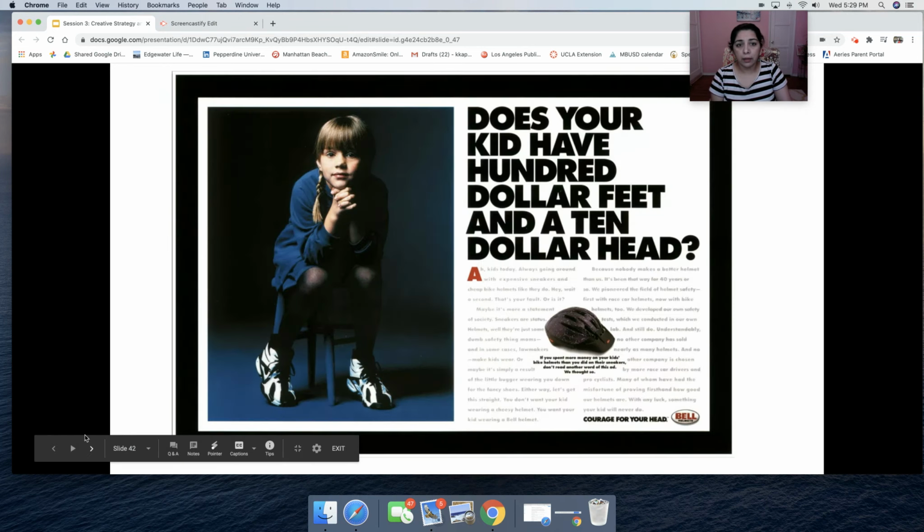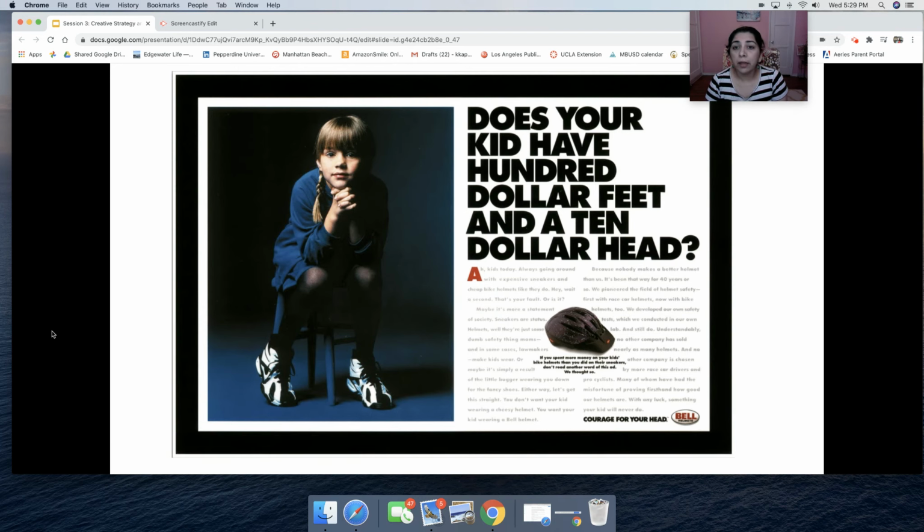Okay, here's another one. Now they're trying to convince parents too, right? Does your kid have $100 feet and a $10 head? Okay, which means you're paying for fancy shoes. How about you pay up for a helmet that is actually going to protect the head, which is the most important part of your body? Okay, so if you spend more money on your kids' bike helmets than you did on your sneakers, don't read another word of this ad. Yeah, we thought so.